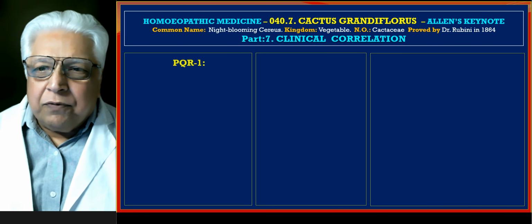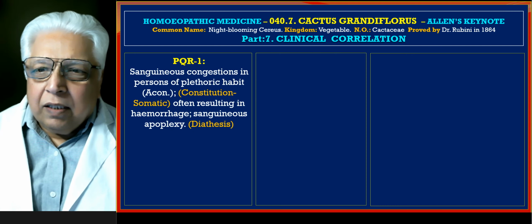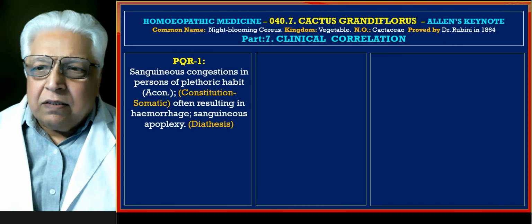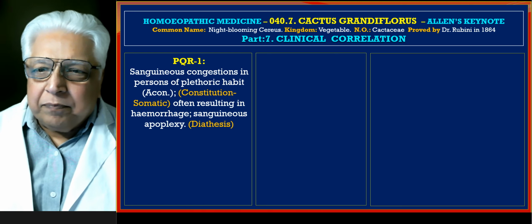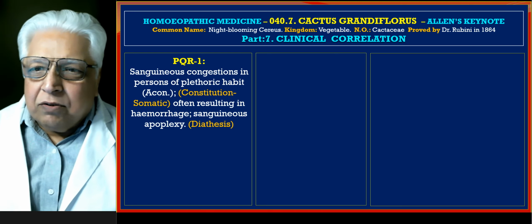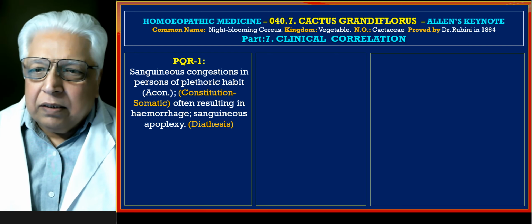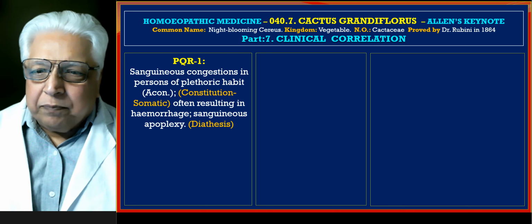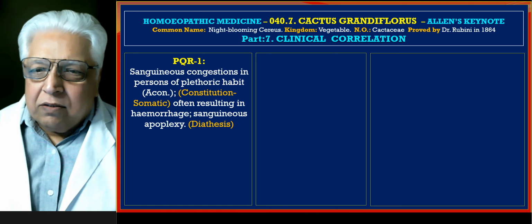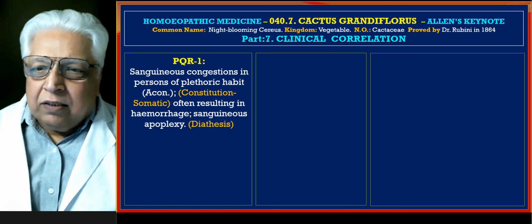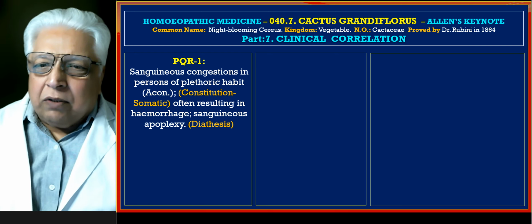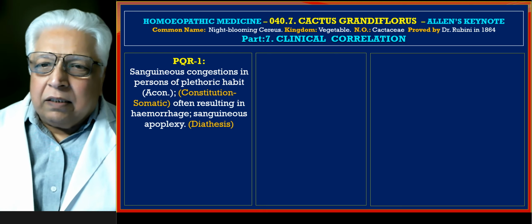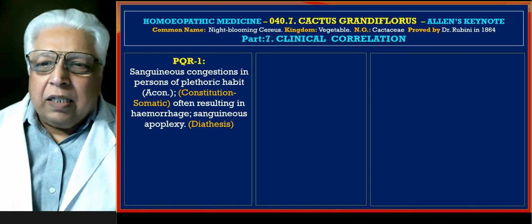So let us go to the first PQR, sanguineous congestions in persons of plethoric habit. This is a constitutional component of PQR1 and often resulting in hemorrhages. Sanguineous apoplexy is the diathesis part. A physical constitution having physical attributes and direct relationship with the disease pathology that has been correlated in this opening dialogue of Allen's keynote.